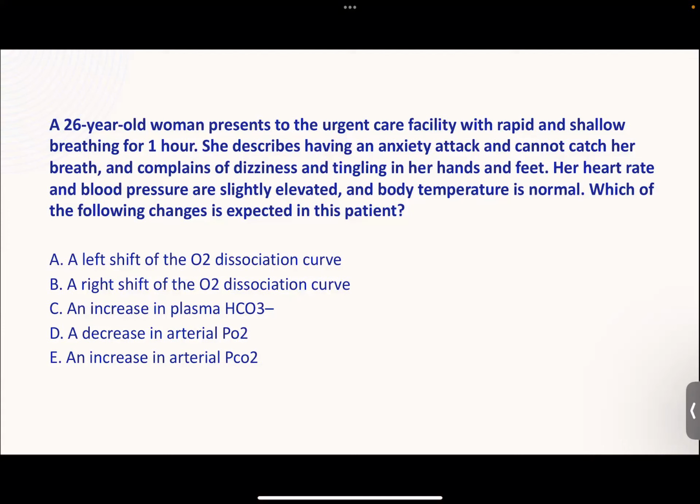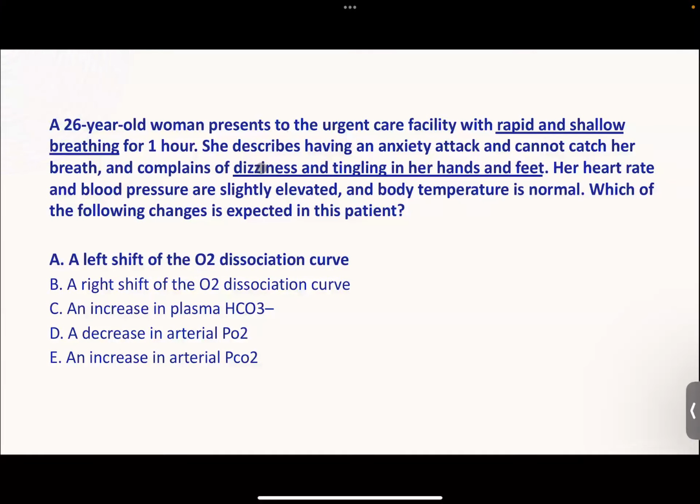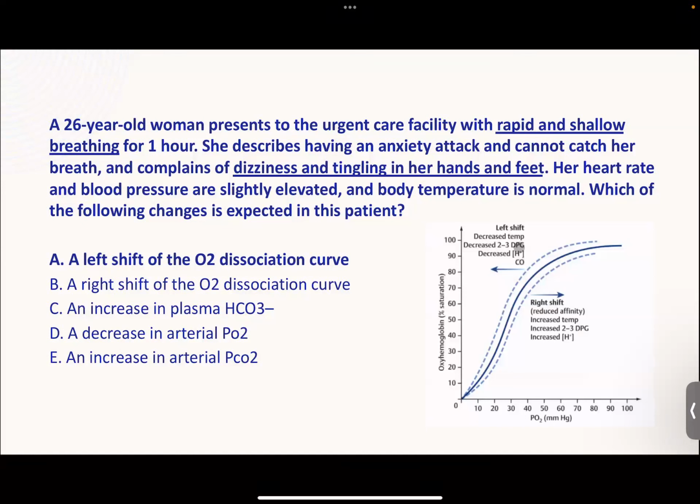Yeah, good job. Perfect. So this woman is coming with rapid and shallow breathing, right? So she's having hyperventilation. Another thing, I'm pretty sure it's not said, the dizziness and tingling are kind of signs of alkalosis. And alkalosis is what? Increase in pH, right? So both of these things, hyperventilation and increase in pH, are gonna give you a left shift of the dissociation curve. And these are just to remind you what are the things that give you a left shift. And if you want to know why it's not the other options, I wrote it in the notes, but if you want me to tell you, I can tell you right now.